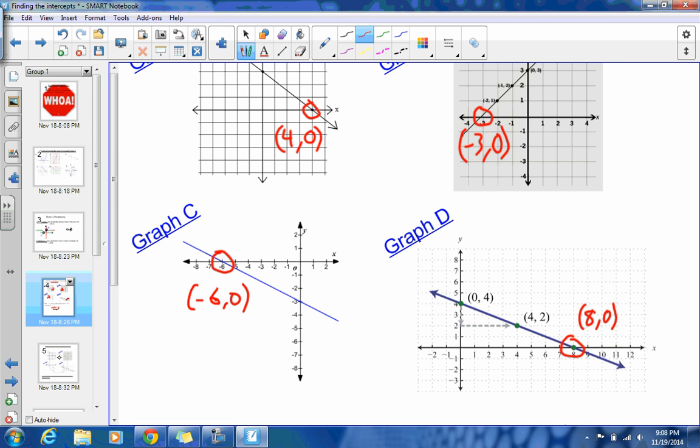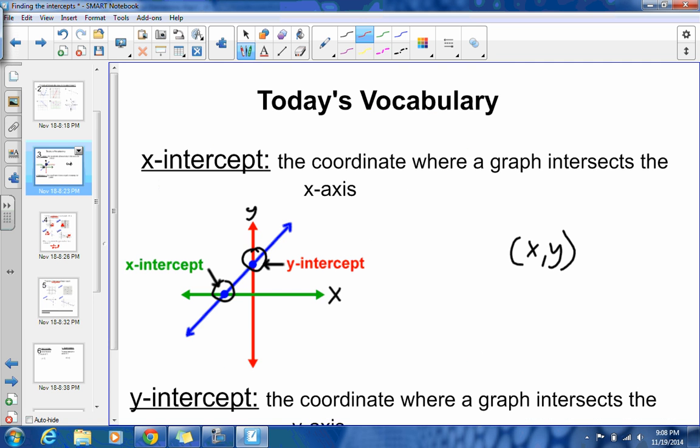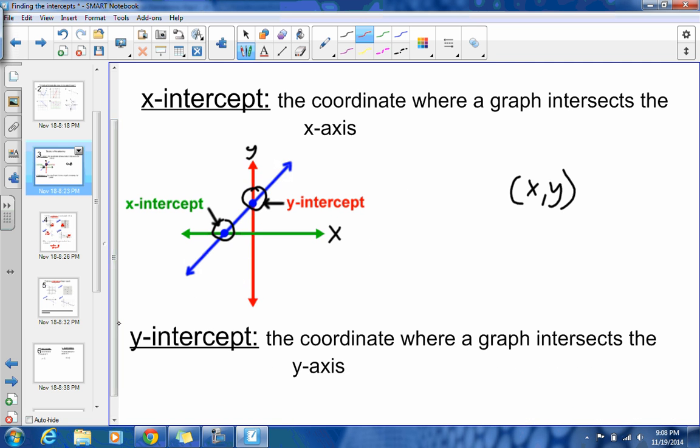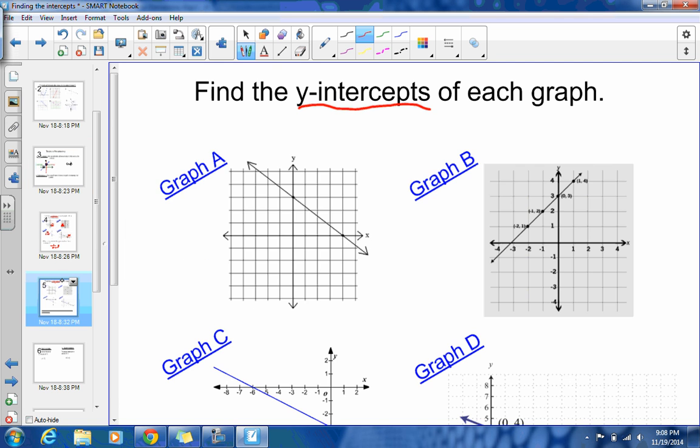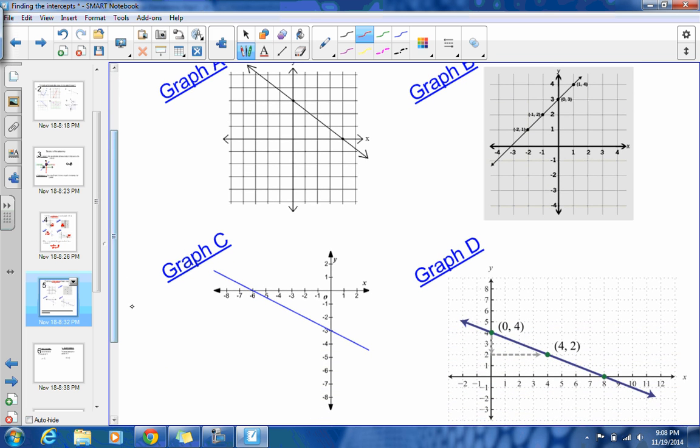So then let's try and figure out some y-intercepts. Now I want to find the y-intercepts of each graph instead of the x-intercepts. And if you look back, y-intercepts are the coordinates where the graph intersects the y-axis, that up and down axis. So if you would like to pause this for a second and try to find the y-intercepts for each of these, that'd be super awesome.